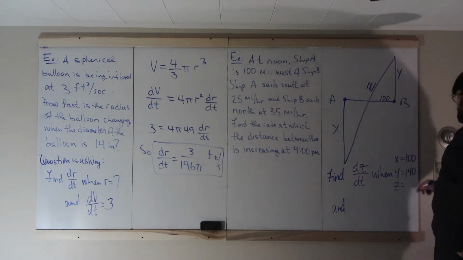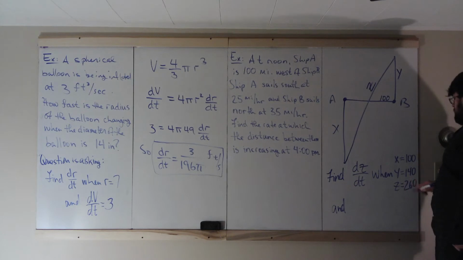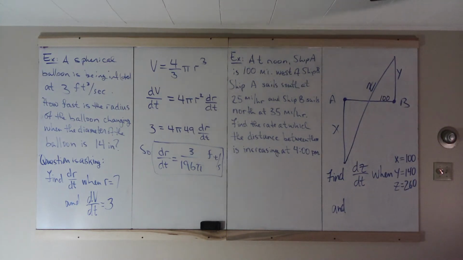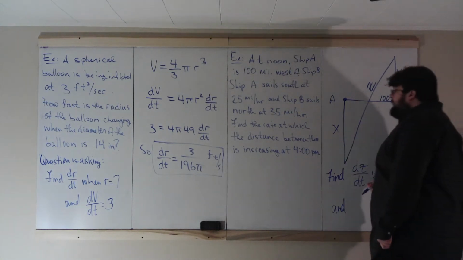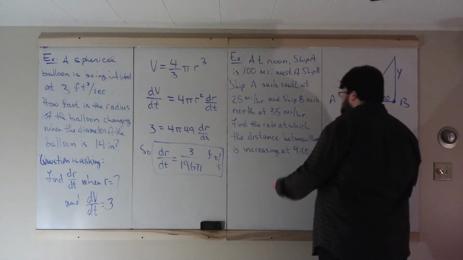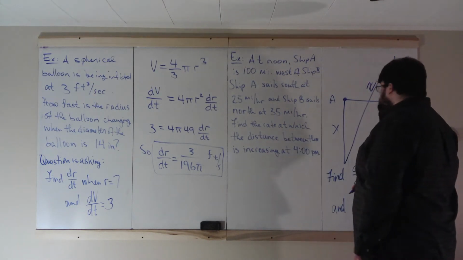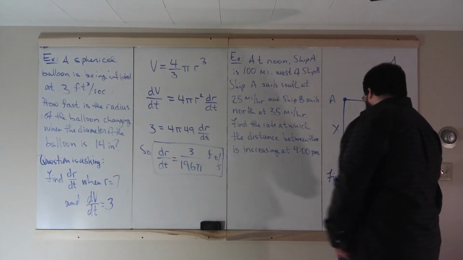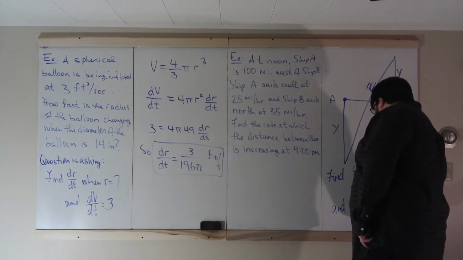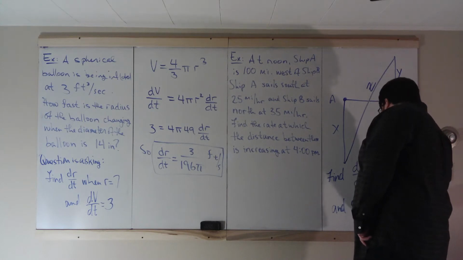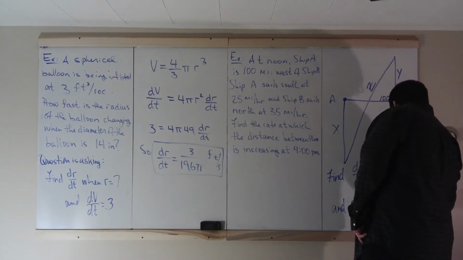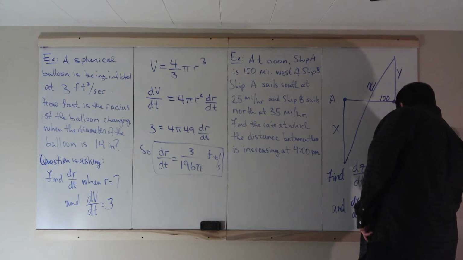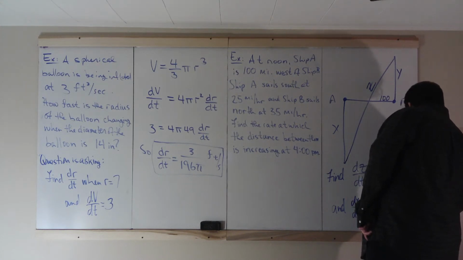Well, I'll tell you right now, it's 260, and we'll see where that comes from in a moment. Once we get the equation, we'll see that. But there's a little more information in this. We used these rates to figure out something. They are still rates. So dx/dt equals 25, and dy/dt equals 35.